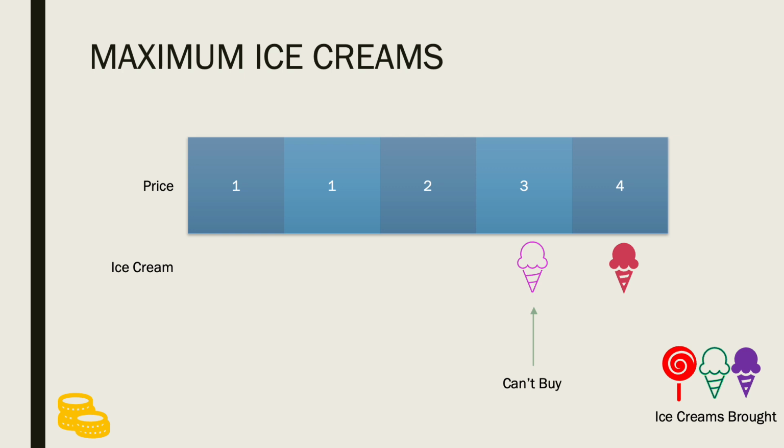Now we have bought 3 ice creams, and we'll check if we can buy this purple ice cream. Now we want 3 coins, but we only have 1 coin. We are short of 2 coins. This means we don't have enough money, and we can't buy this. Starting from this, we know that elements beyond this will be greater than or equal to 3, so we can buy no more ice creams. So how many ice creams could we buy at max? It was 3. If we had to maximize the number of ice creams that we bought, it is 3 in this case.